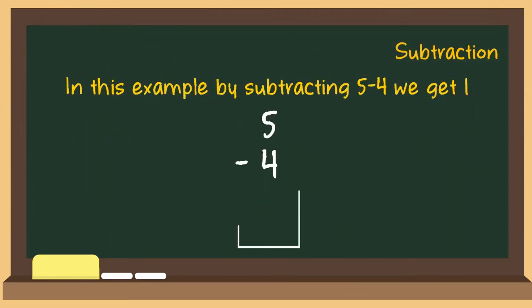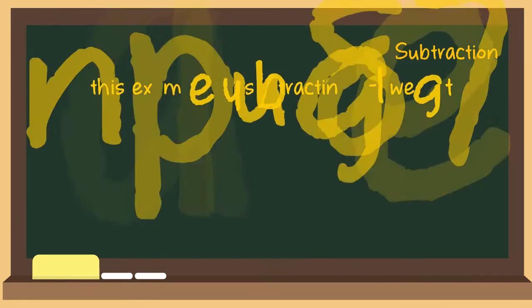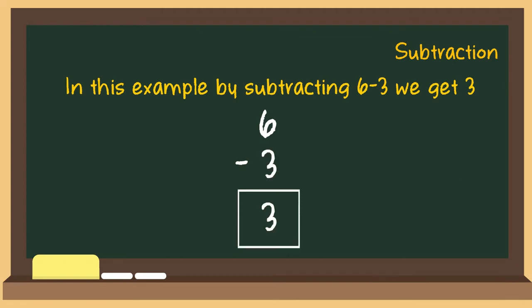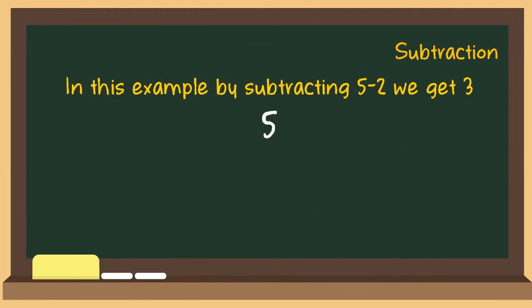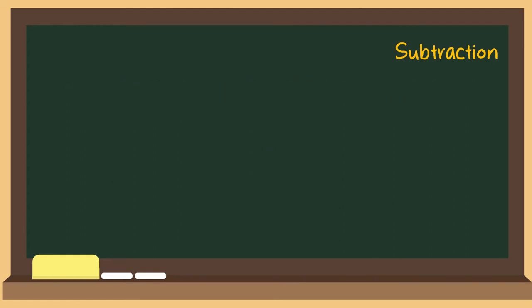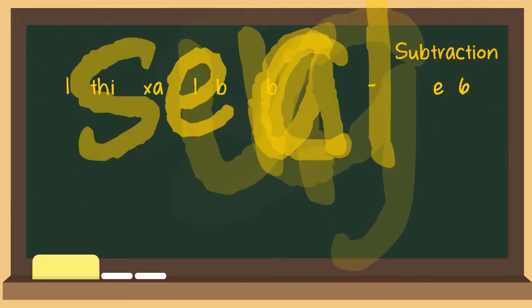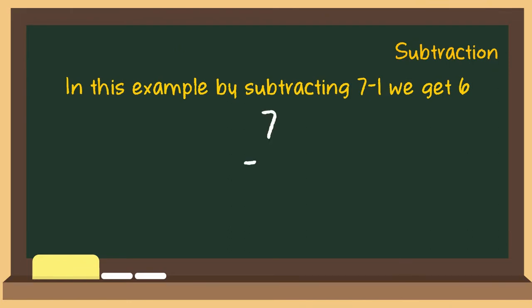In this example, by subtracting 5 minus 4 we get 1. By subtracting 8 minus 1 we get 7. By subtracting 6 minus 3 we get 3. By subtracting 5 minus 2 we get 3. By subtracting 4 minus 1 we get 3. By subtracting 7 minus 1 we get 6.